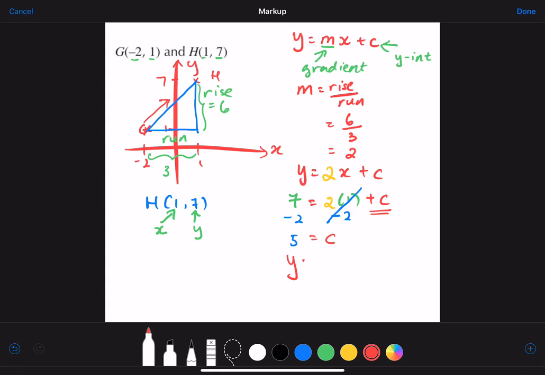Putting it back together, the gradient here is 2, and now we have the intercept, which is 5. So remember, we need both the gradient and the intercept. And so this is what we call the equation of the line that connects G and H into a straight line.